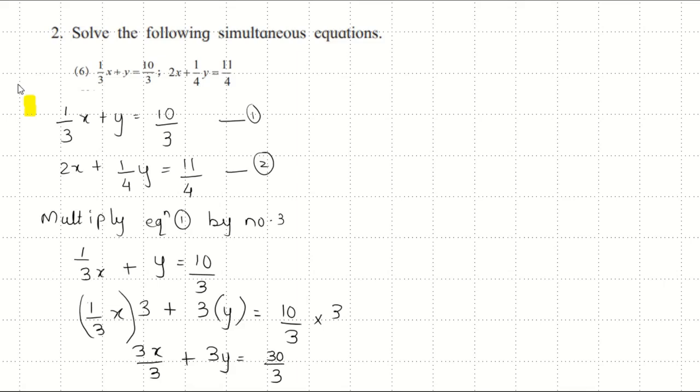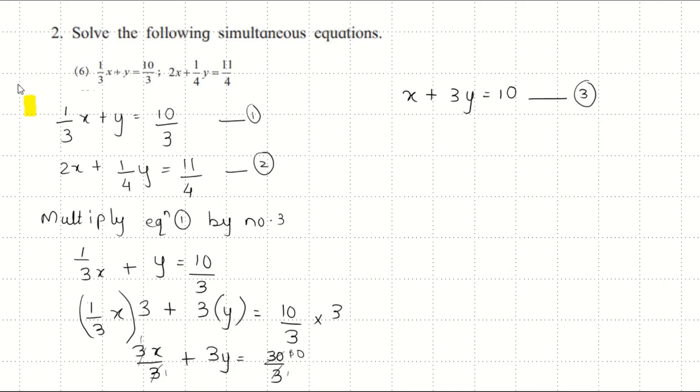So in 3x upon 3, 3 ones are 3, 3 ones are 3. We will get x plus 3y is equal to, 3 threes are 3, 3 tens are 30, so 10. x plus 3y is equal to 10. We will get one equation. It is a simple equation. Now we will try solving equation number 2 in the same way.